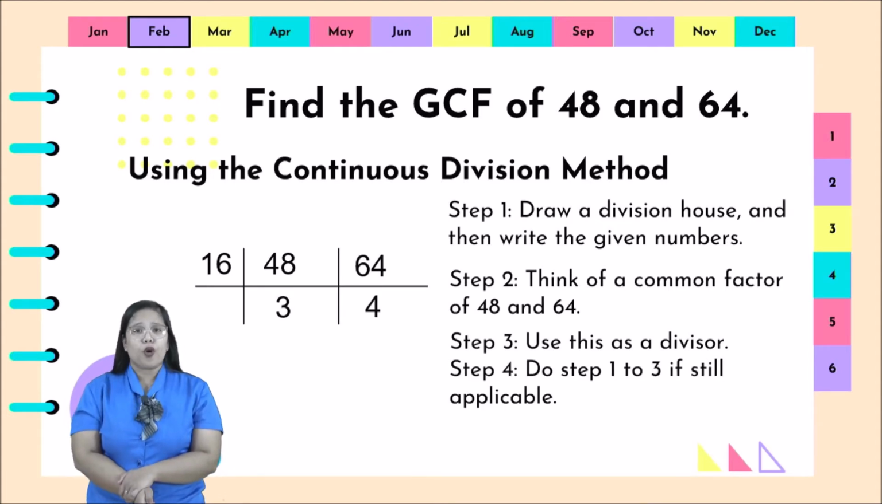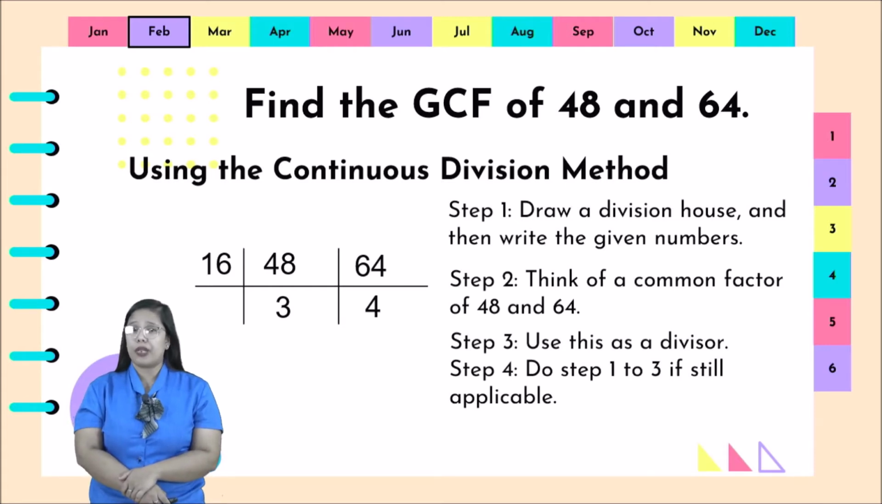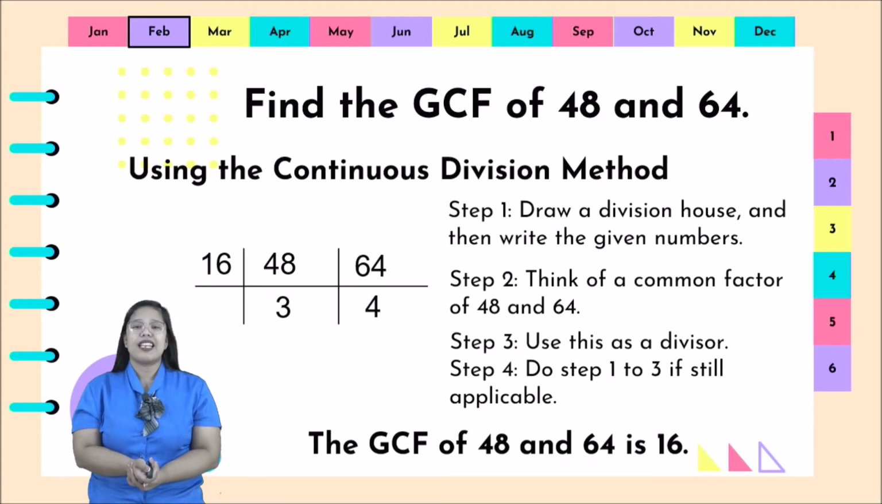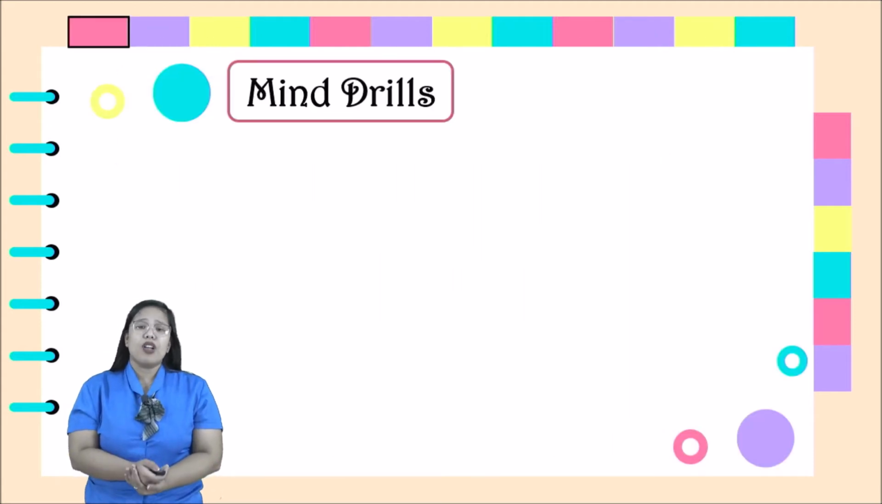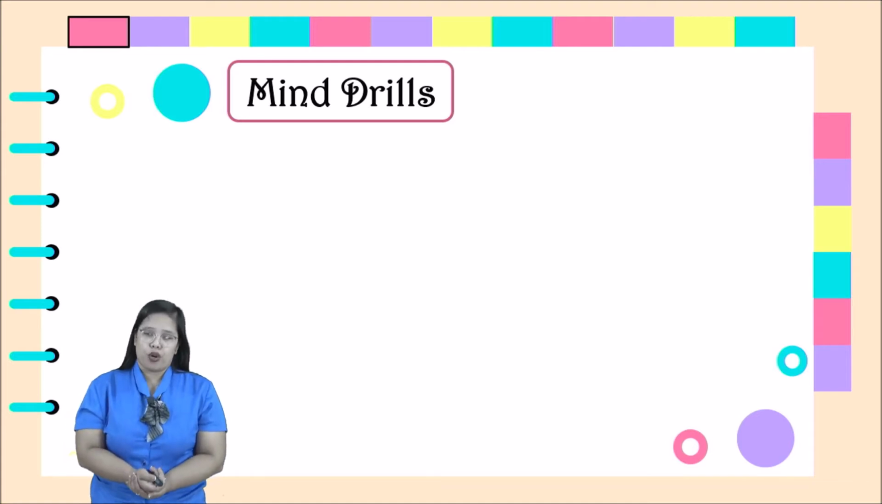Step 4, do steps 1 to 3 if still applicable. But this time, it is not applicable. So therefore, the GCF of 48 and 64 is 16. Now, let us answer some of your activities in your book. So let's start with the mind drills.